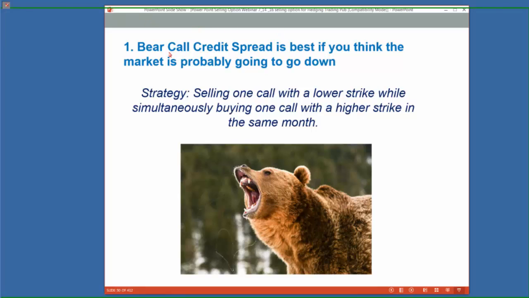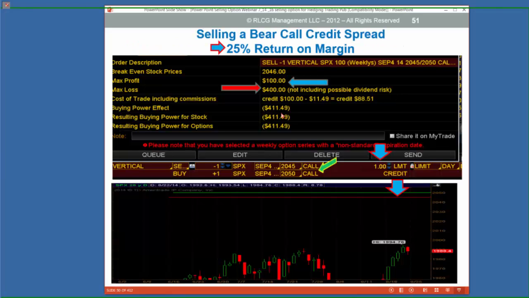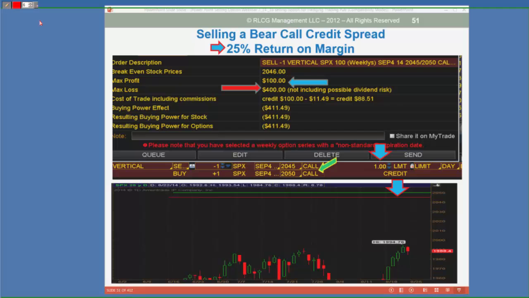And I prefer to do this because I know what my risk is. So basically it is selling one call with a lower strike while simultaneously buying another call with a higher strike, same month. So you're protected. So here's an example. You can see here, this is SPX, and in this example it's trading down here at 1988. Now look where this credit spread was set. It's way up here. This was like one standard deviation above the market.